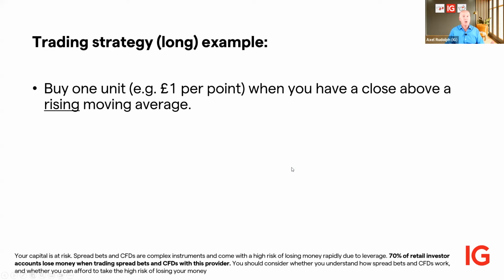So the trading strategy in this case is a long strategy, meaning it's in the direction of a trend that is going up, so rising prices. So what you do with a strategy is you buy one unit, and a unit could be anything. It could be £1 per point spread betting, it could be £10 per point, it could be $100 for a share, it could be whatever it is for you. And then when you have a close above a rising moving average, then you go long.